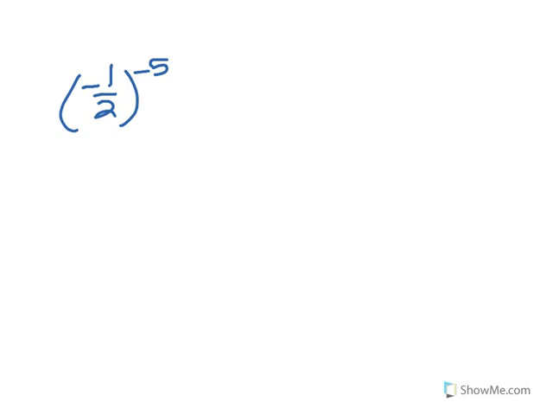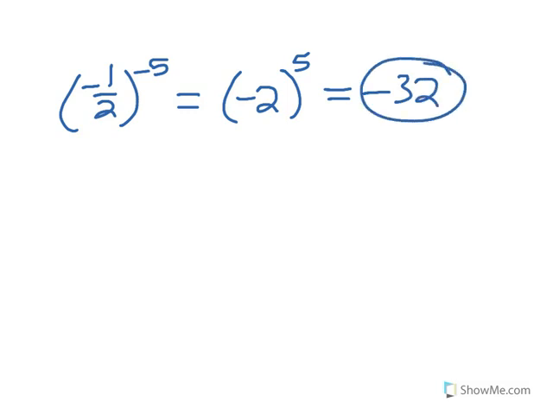So let's apply that concept to this problem. The very first thing we should do is take the reciprocal of the number inside the parentheses. It was negative 1/2, now it's going to be negative 2. But now that we've taken the reciprocal, we don't need a negative sign on our power anymore. So we have negative 2 to the 5th power. Well, we have a negative number raised to an odd power. The answer is going to be negative. And 2 to the 5th power is 32. I really think that's the best way to tackle a problem like this.